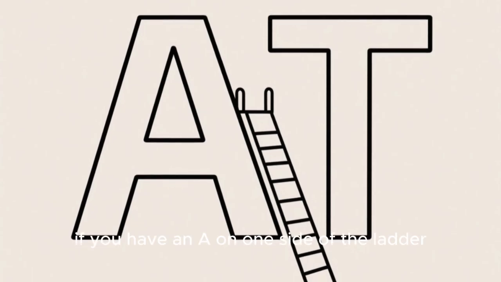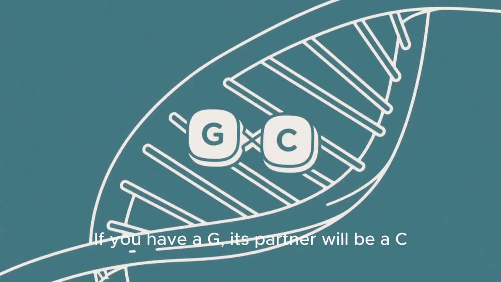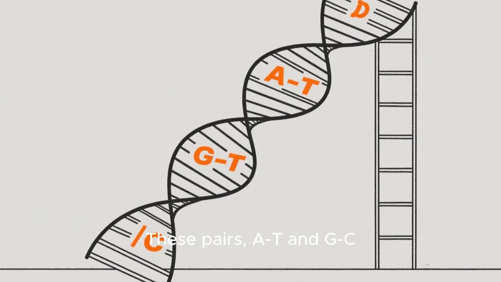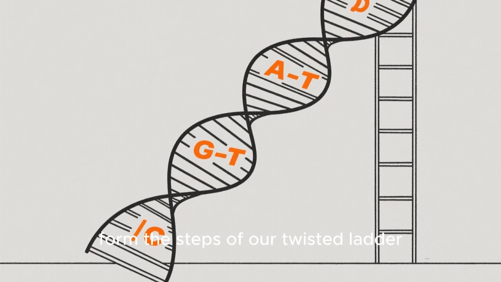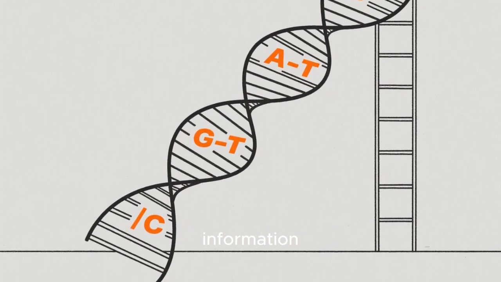Think of them as puzzle pieces that only fit with their specific partner. So, if you have an A on one side of the ladder, you'll always find a T on the other. If you have a G, its partner will be a C. These pairs, AT and GC, form the steps of our twisted ladder, and it's the sequence of these bases that holds all the genetic information.